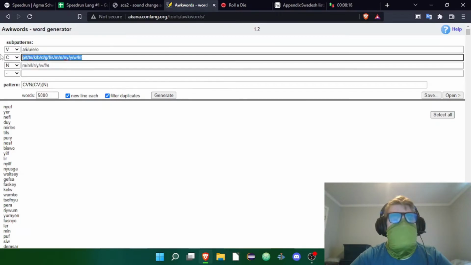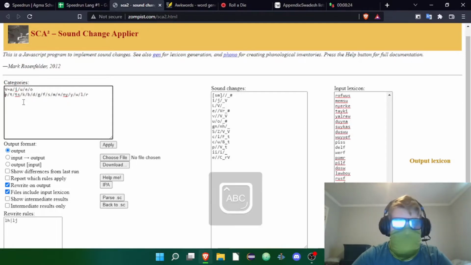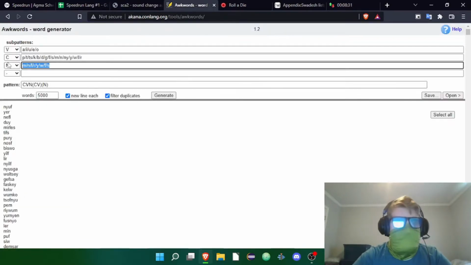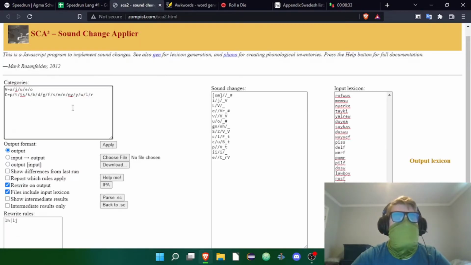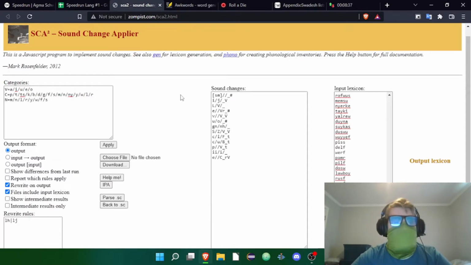These are consonants. These are... Oops. These are consonants, and these are nasals. Not nasals, they're codas. But they were originally nasals. I added some more sounds.